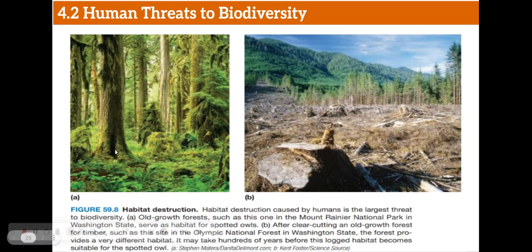So this is an example of massive deforestation happening all over the world, but this is happening in Mount Rainier National Park in Washington State. On the left-hand side, this is the native original forest. On the right-hand side, this is showing us the forest after clear cutting, which is literally removing all of the trees or the majority of trees in an area. And this is going to, of course, remove habitats for a lot of species, particularly birds.